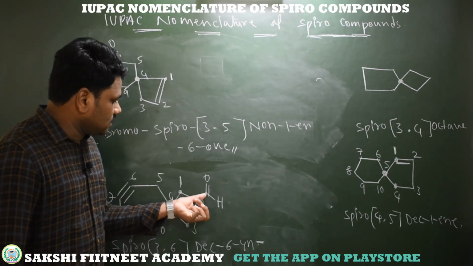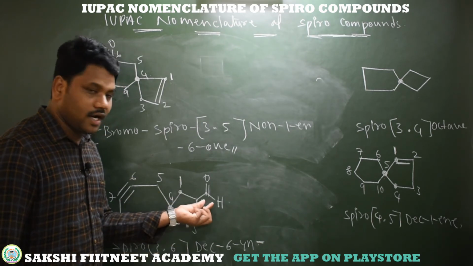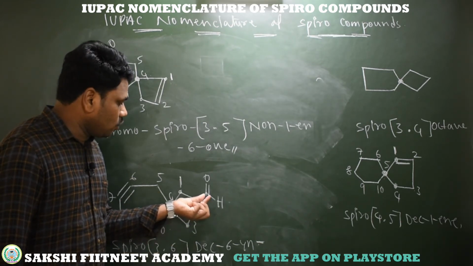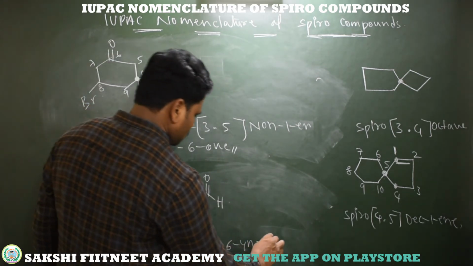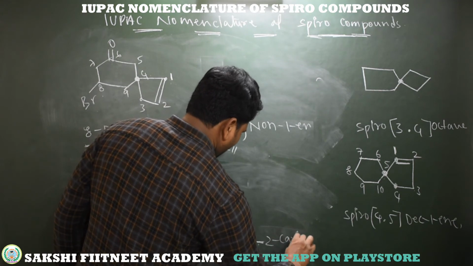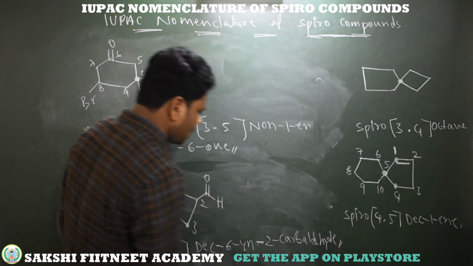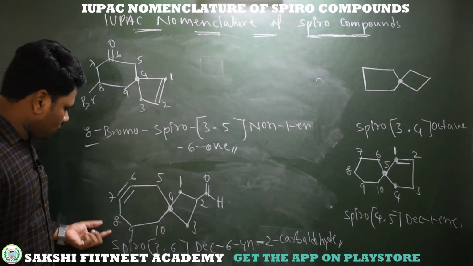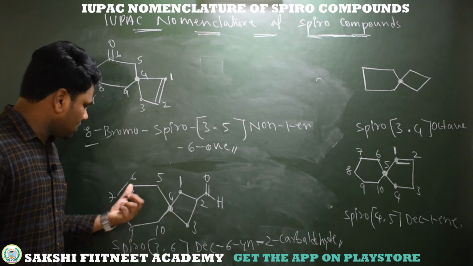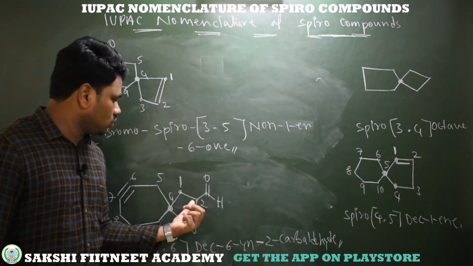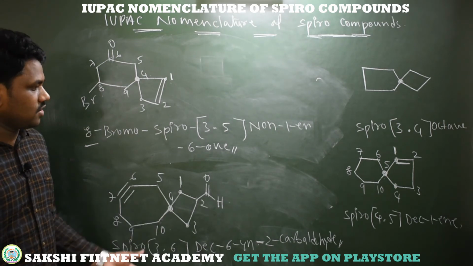But here this carbon is not included in the parent chain, so we must write the suffix name including this carbon, so it becomes 6-yne-2-carbaldehyde. So this is the IUPAC name for this compound: spiro[3.6]dec-6-yne-2-carbaldehyde.